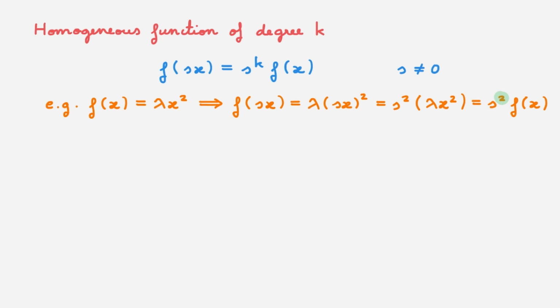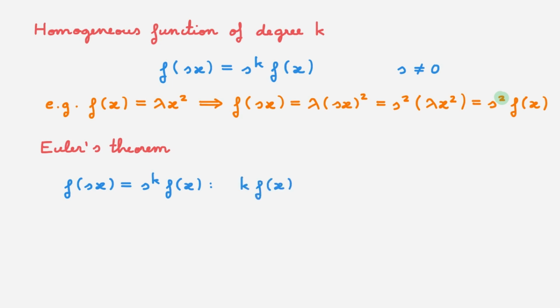We also need an important result associated with homogeneous functions called Euler's theorem. It states that for a continuously differentiable homogeneous function of degree k, then k times f of x is equal to x times the derivative of f. The proof of this result is very simple. Starting with the definition of a homogeneous function of degree k here, for the proof we need to calculate the derivative with respect to s.